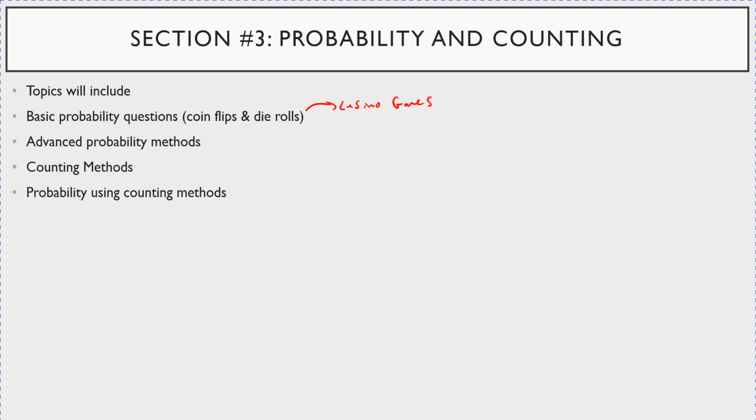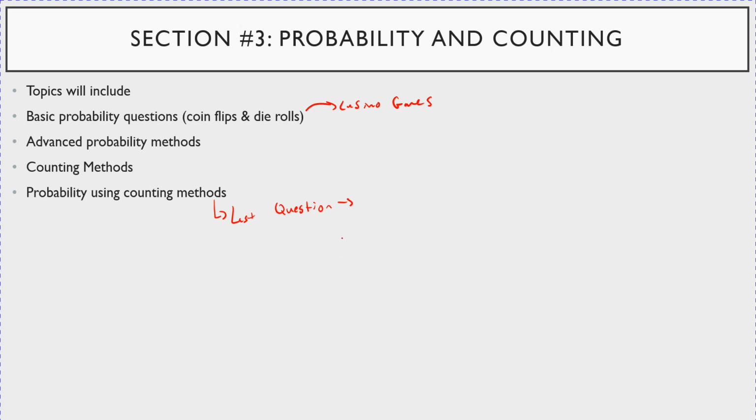We'll start introducing rules, things like the general addition rule, the general multiplication rule for independent events, the general multiplication rule for dependent events, conditional probability, all these advanced rules. Then we'll talk about different counting methods, and the last thing we'll do is using counting methods to find probabilities. So literally, one of the last questions we'll do in this section is a lottery question.